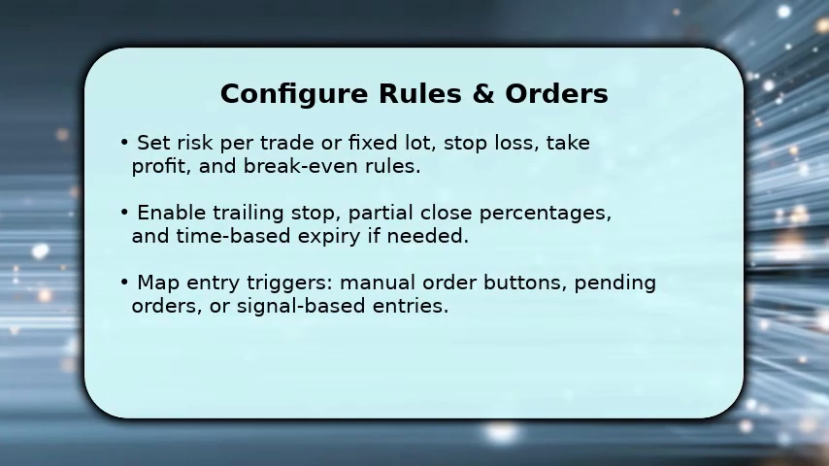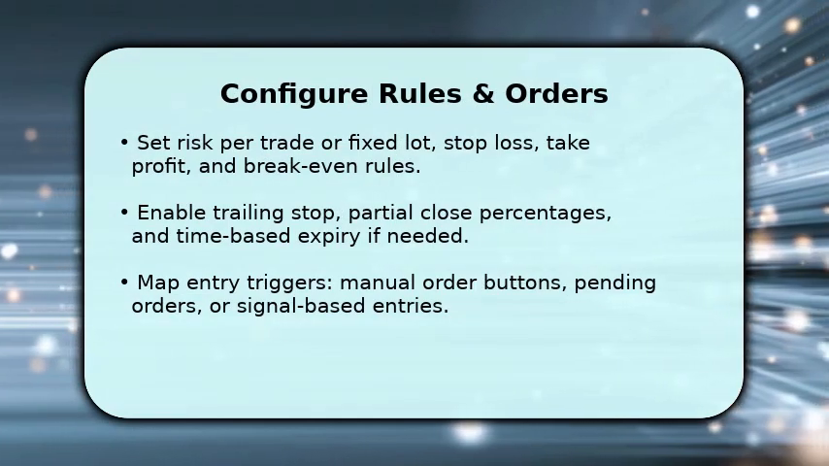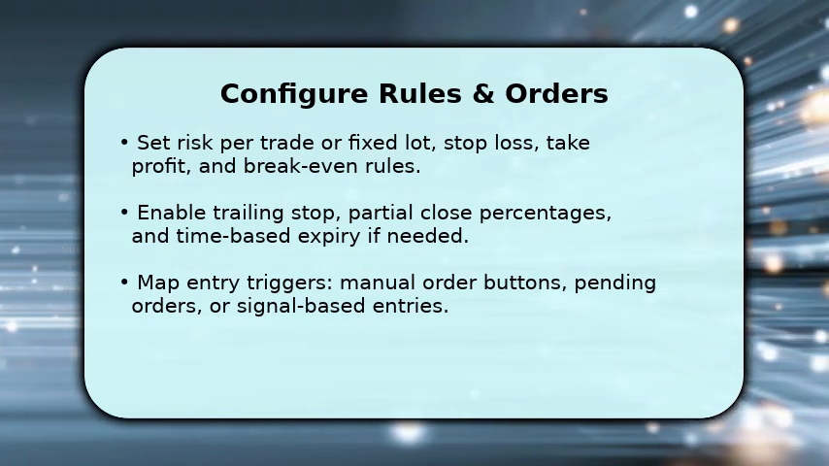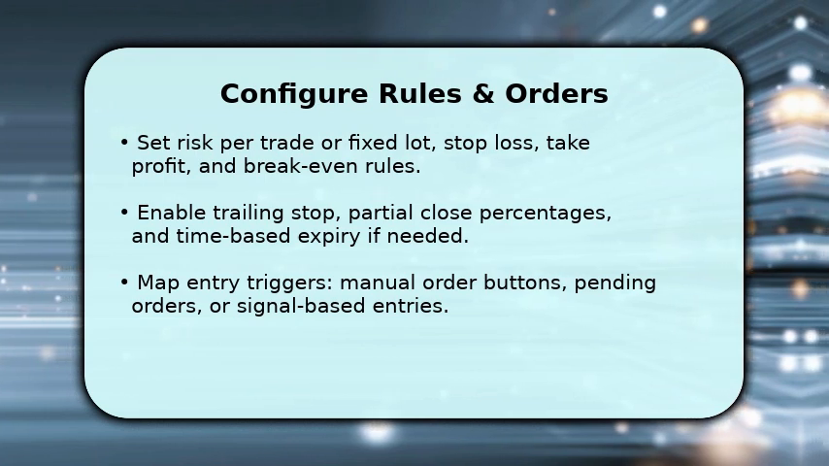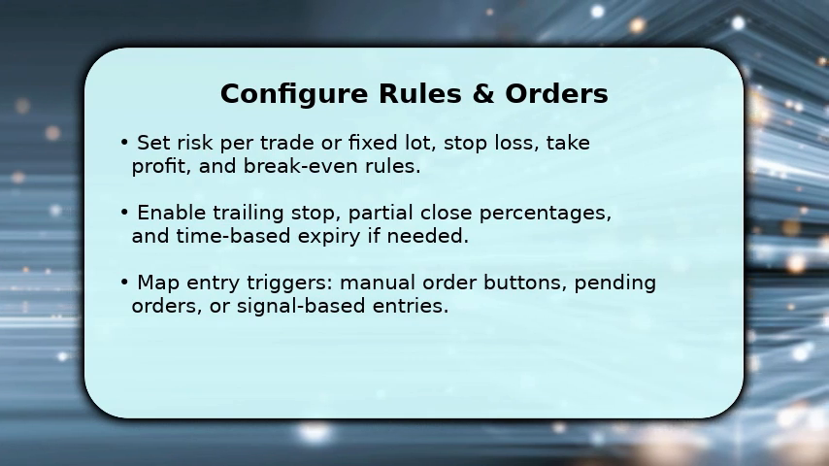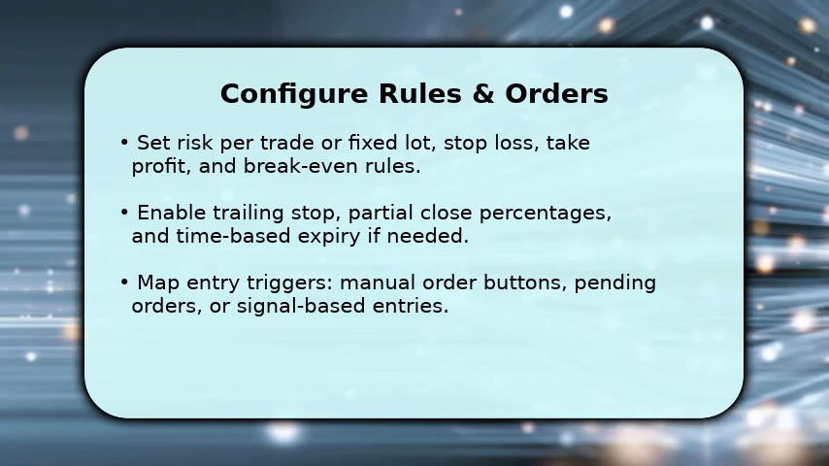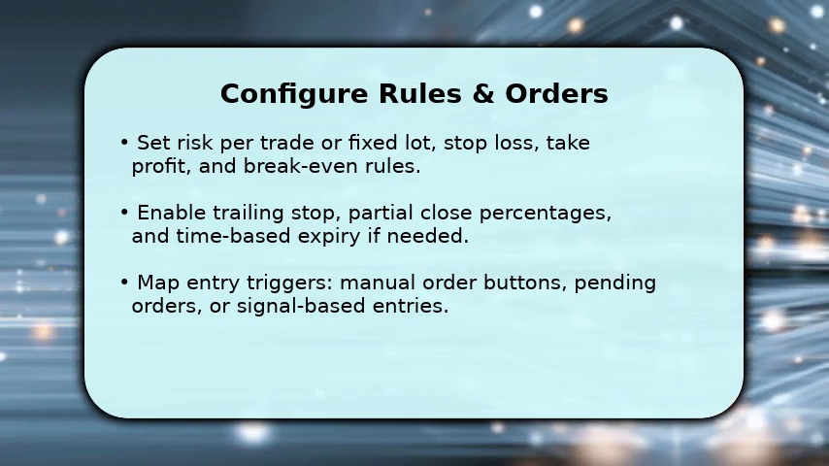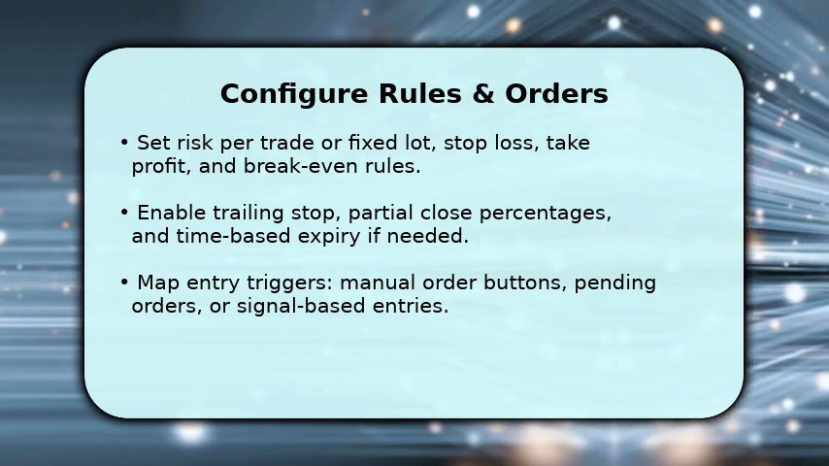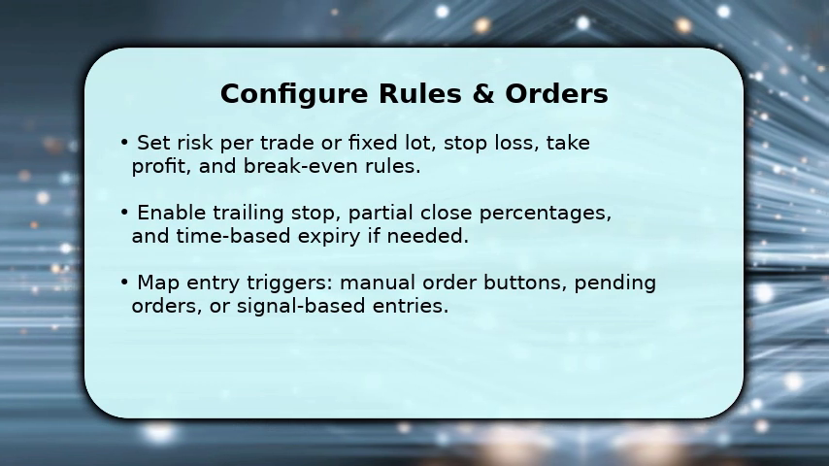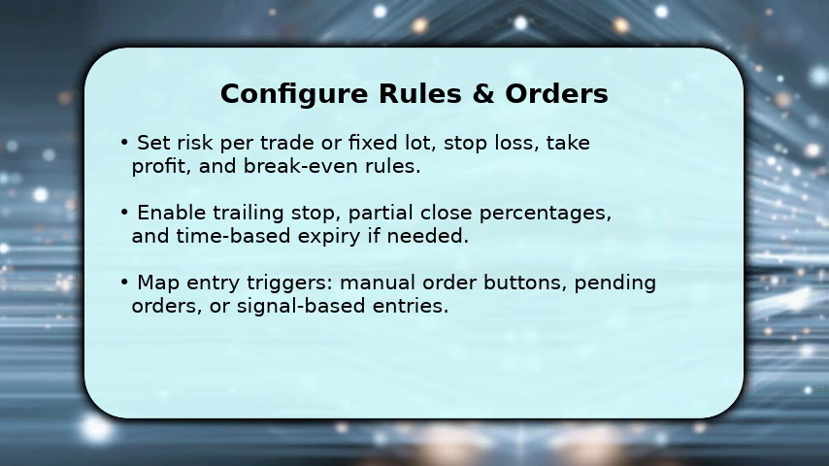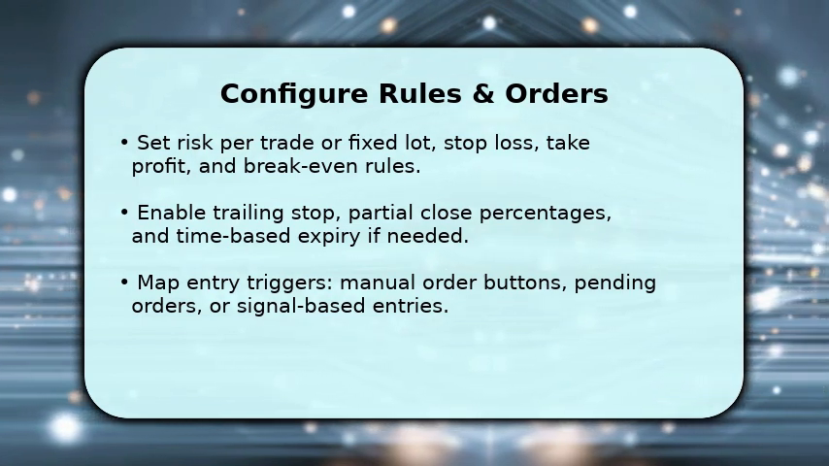Now configure the core rules that govern how the trade manager executes and manages trades. You pick risk per trade or fixed lots, then define stop loss and take profit levels so the EA enforces discipline. After that, enable trailing stops and partial close settings to lock profits gradually. Set the increments and percentages. Next, choose your entry method: manual market buttons, pending orders, or external signals. Once these are in place, test entries on the chart and observe how stops and partials react in real time.